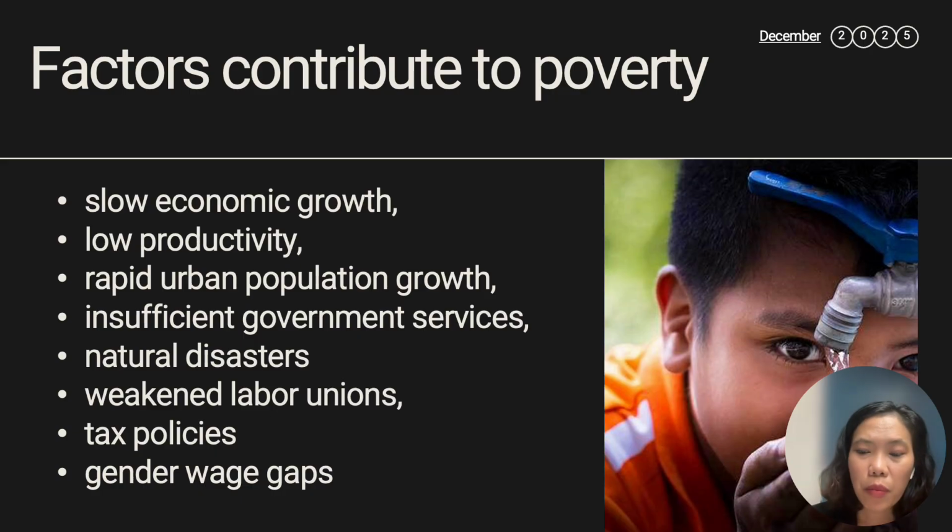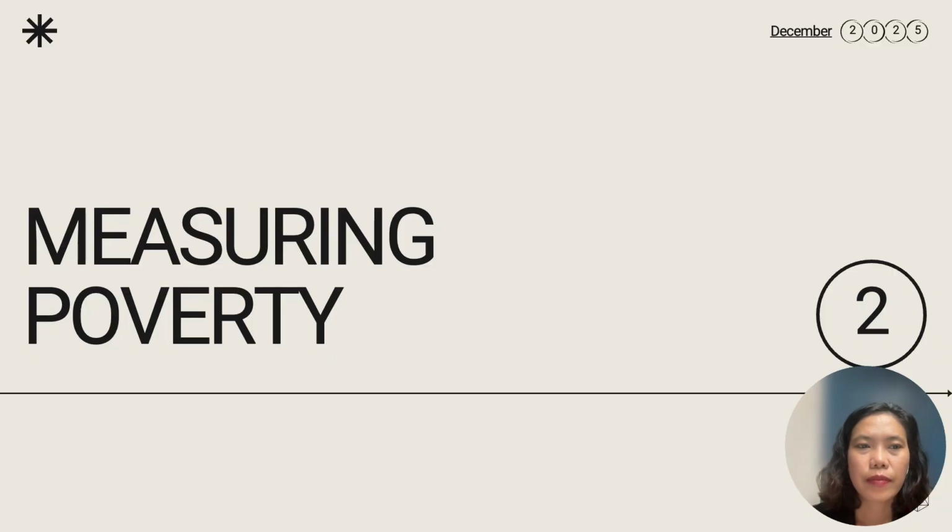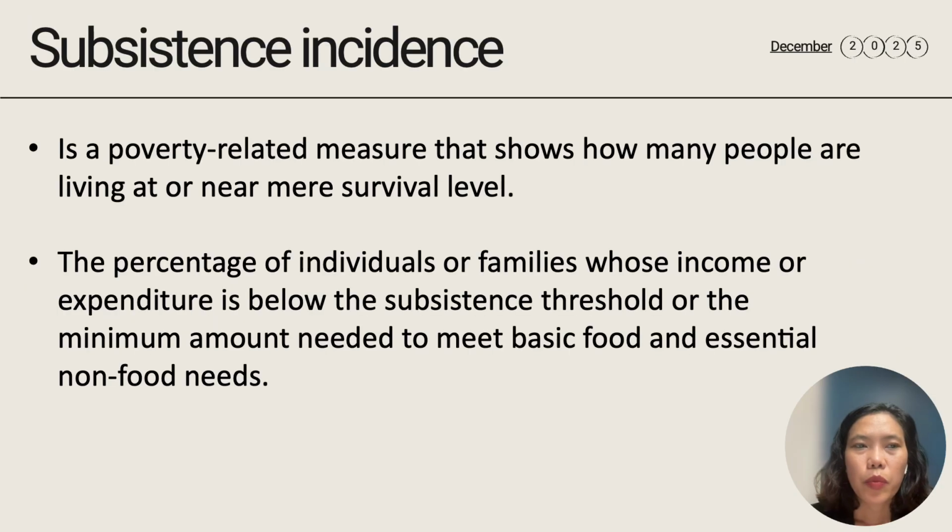So, how do we measure poverty? We have the word subsistence incidence. It is a poverty-related measure that shows how many people are living at or near mere survival level. So it is the percentage of individuals or families whose income or expenditure is below the subsistence threshold, or the minimum amount needed to meet basic food and essential non-food needs. So that is what you call subsistence incidence.